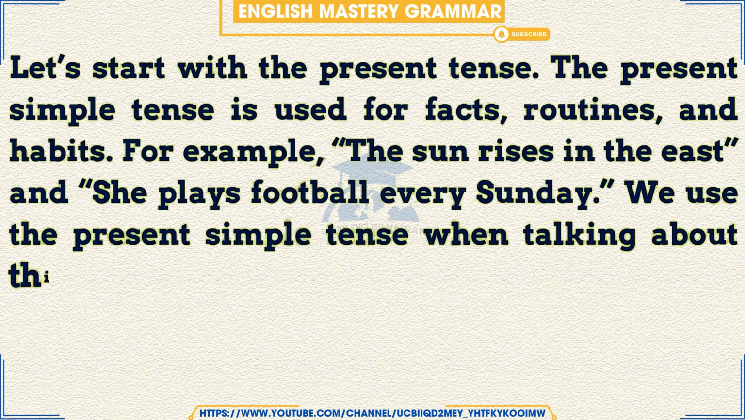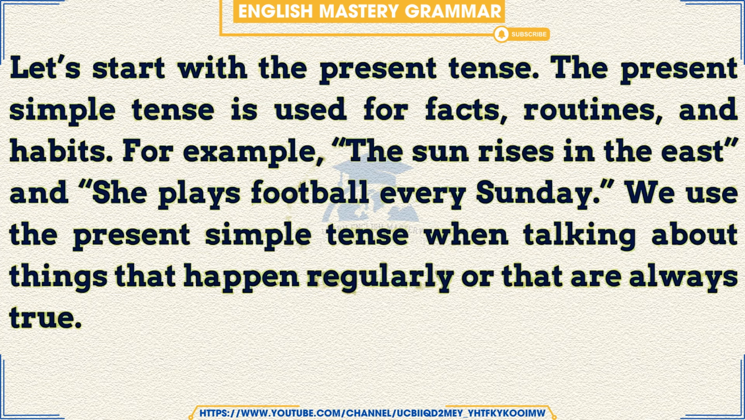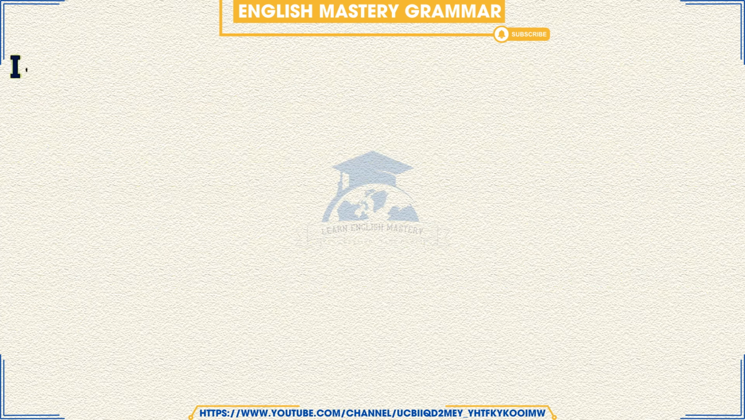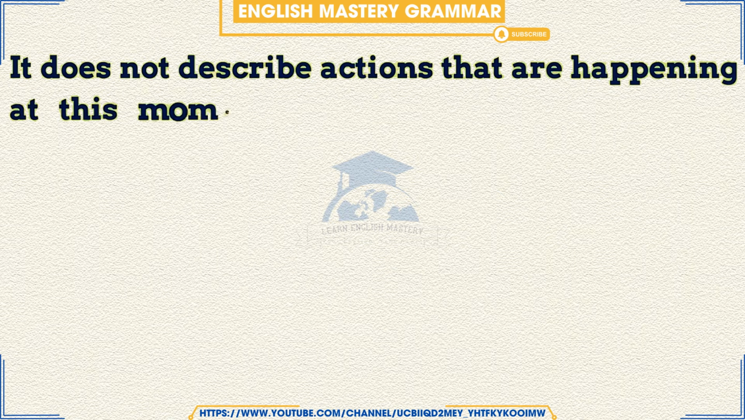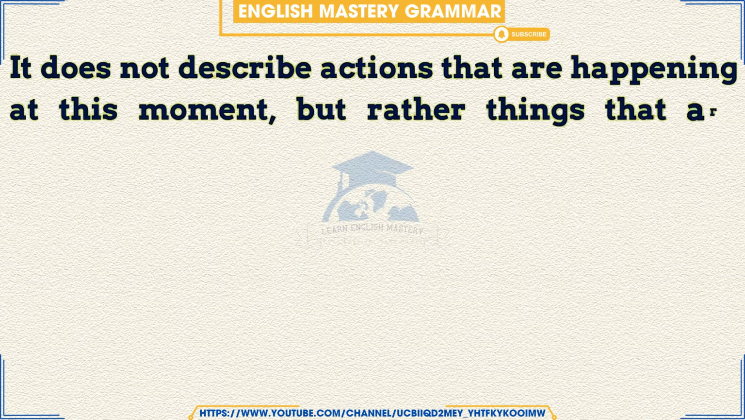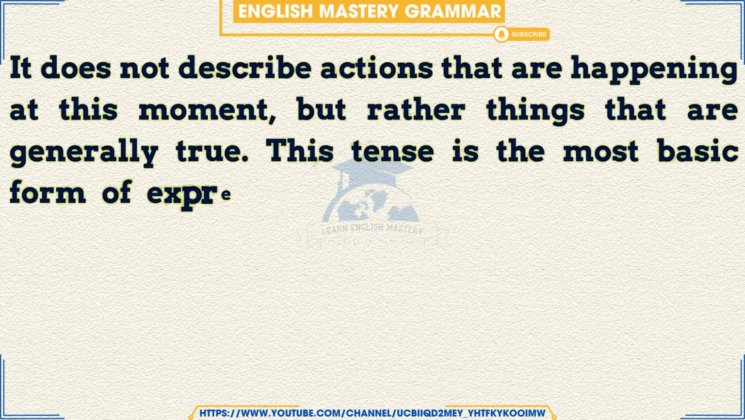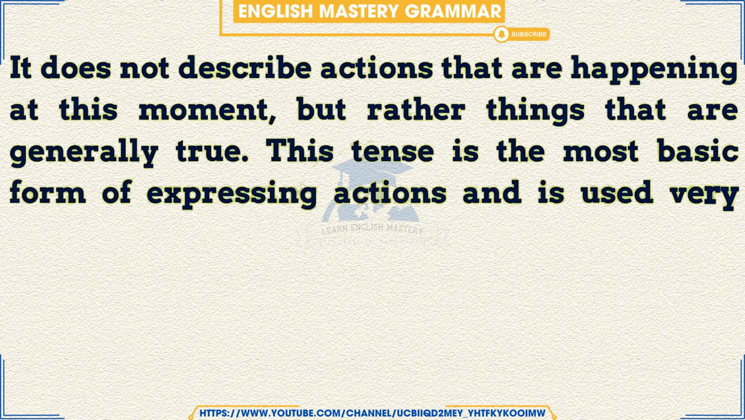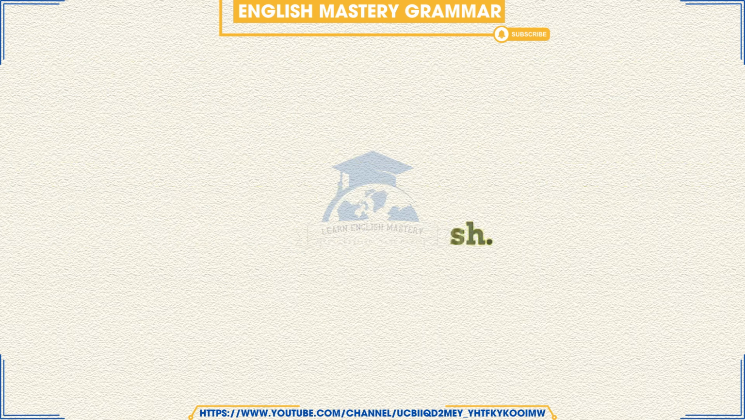We use the present simple tense when talking about things that happen regularly or that are always true. It does not describe actions that are happening at this moment, but rather things that are generally true. This tense is the most basic form of expressing actions and is used very frequently in everyday English.